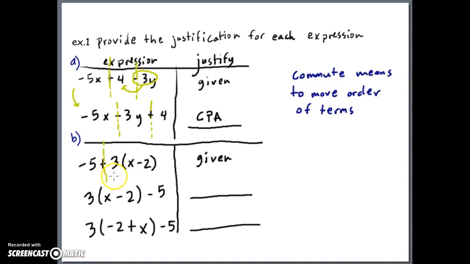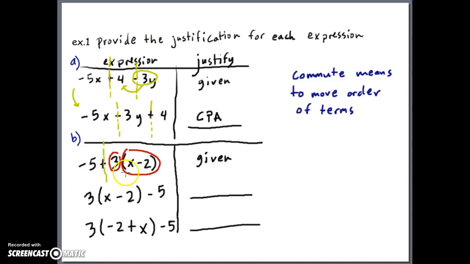And this factor, or this term right here, is a combination of factors. We've got the factor 3 being multiplied to the factor x minus 2. Even though there's a subtraction sign in here, the parentheses actually make this a factor. So we only have 2 terms.